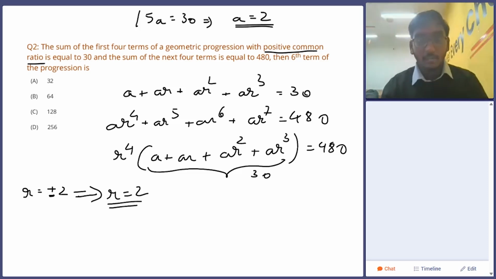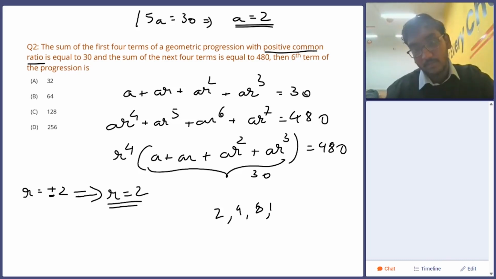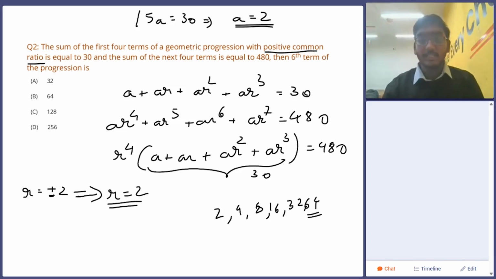So what will the geometric progression be then? It will be 2, 4, 8, 16, 32 and so on. Okay, so what will be the sixth term in this geometric progression? It will be 64, right? That will be the sixth term of this geometric progression.